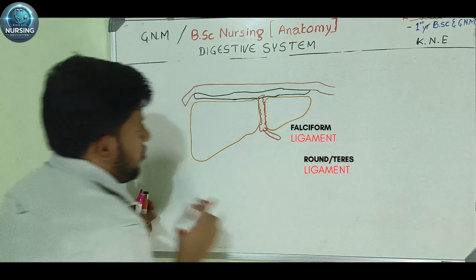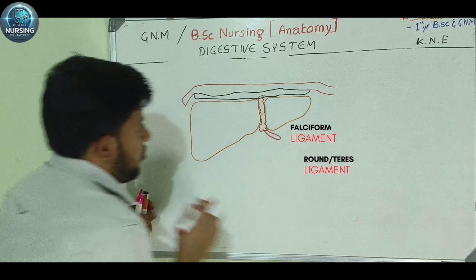Not only this lobe, the right lobe, but it also gives to the left lobe, so that it will be divided as left portal vein and right portal vein, and this one is also divided as left hepatic artery and right hepatic artery. Now, very importantly, we need to know about the bile duct.